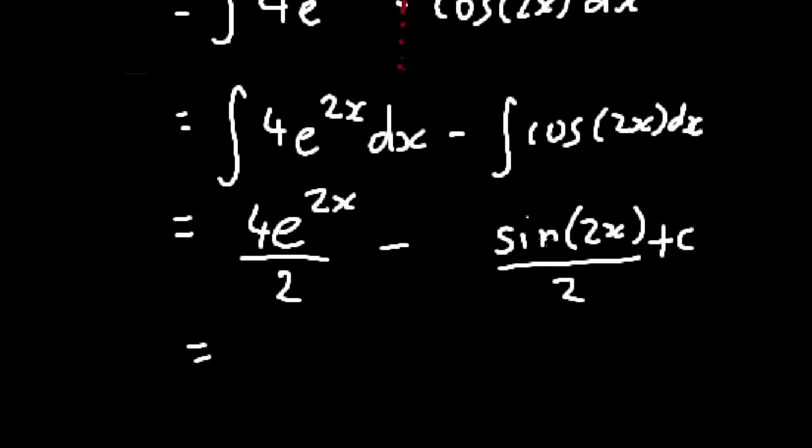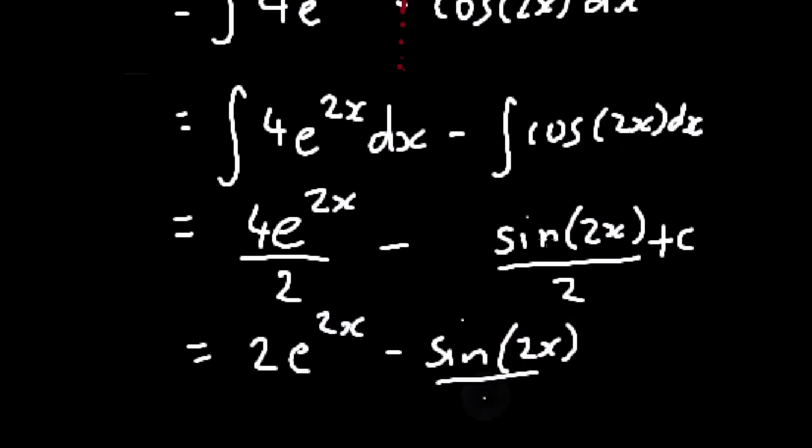So let's simplify this out. 4 divided by 2 is just going to be equal to 2. And we can say 2e^(2x), and then minus sine 2x over 2, plus c. Okay, and that is our final answer.